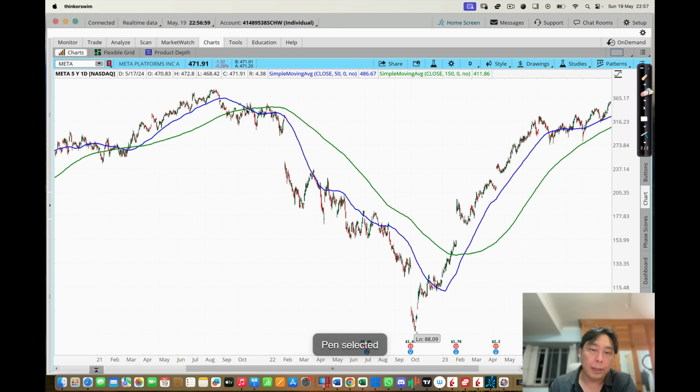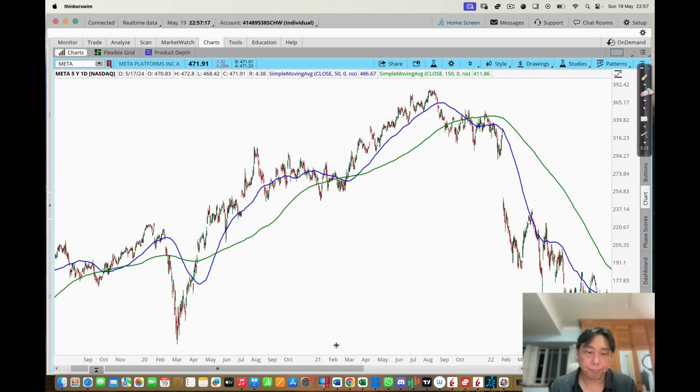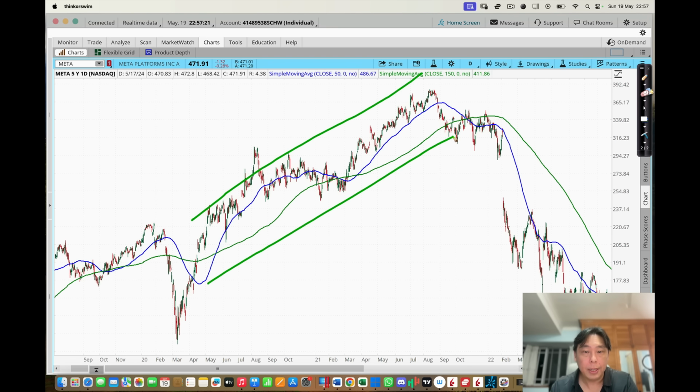Yep, the blue was sloping down, right? The green had flattened. So this would have been a downtrend signal. And yeah, you could have shorted Meta, bought put options, and could have made a killing as it collapsed, capturing this downtrend, all right? And again, before that downtrend, was this an uptrend? Yes, right? The 50 crossing above the 150, the blue sloping up, the green sloping up.